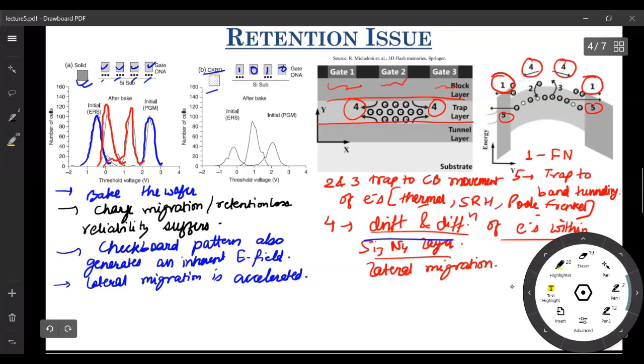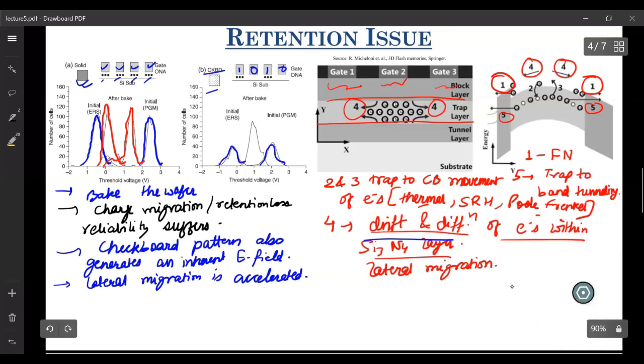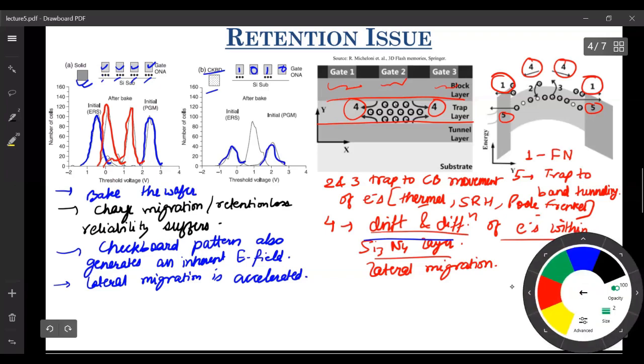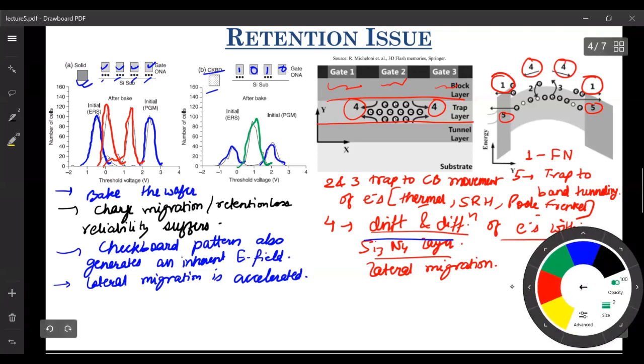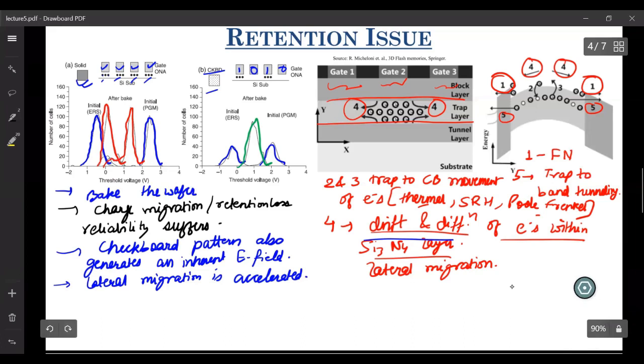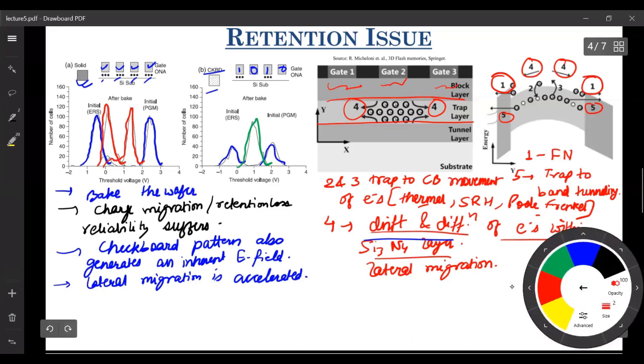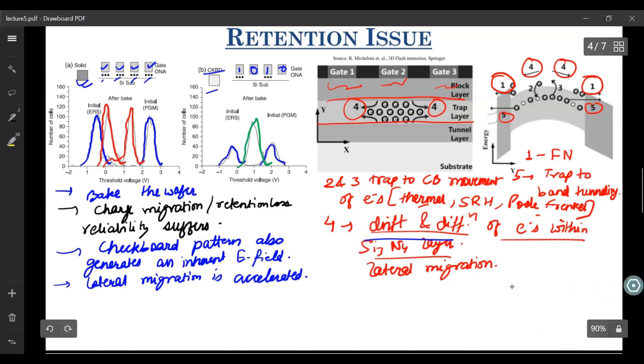So if you look at the distribution, this was the initial erase and initial program distribution, but after this temperature baking in a checkerboard pattern, what you see is the erase and program distributions overlap, and the reliability goes to kind of zero. So it's not at all reliable now. You cannot even work with this kind of checkerboard pattern and this kind of cell. So this lateral migration is a very important concern for flash cells, especially 3D NAND flash cells.